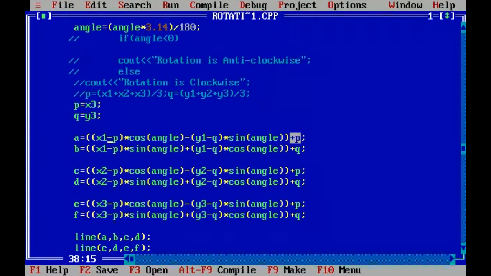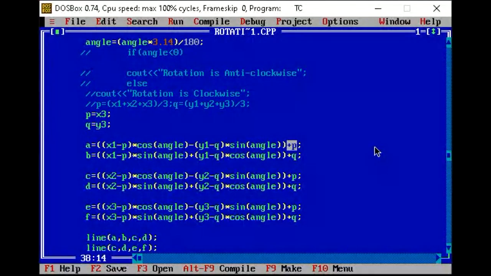Okay guys, समझ आ रहा है कुछ कुछ? x1 minus p means I am taking the object to the origin. Minus means I am decrementing the values and it is to the origin. The next thing I am doing is the rotation, and the third thing is plus p. Plus p means, yes, retranslation of an object.